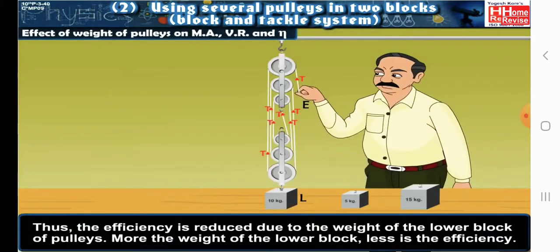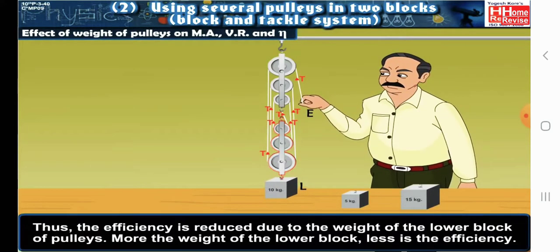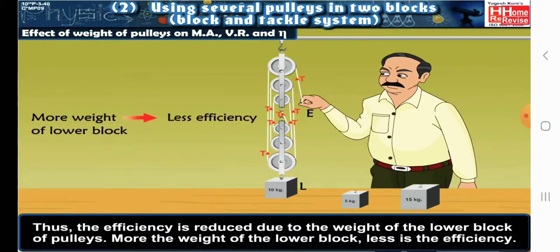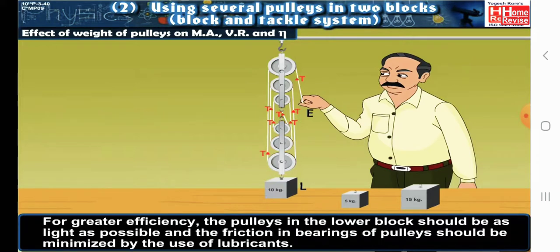Thus, the efficiency is reduced due to the weight of the lower block of pulleys. More the weight of the lower block, less is the efficiency. For greater efficiency, the pulleys in the lower block should be as light as possible, and the friction in bearings of pulleys should be minimized by the use of lubricants.